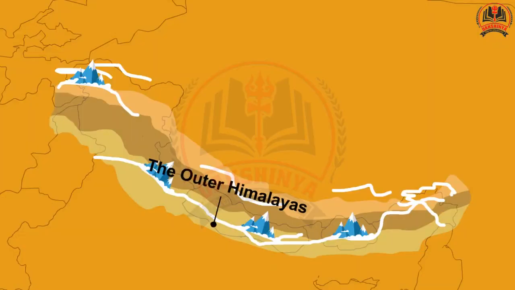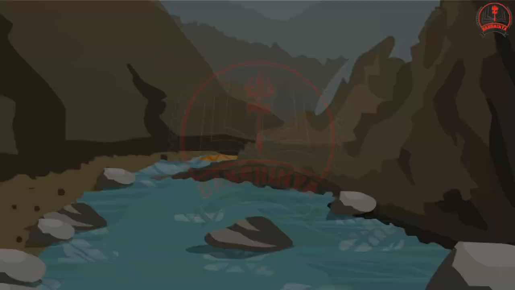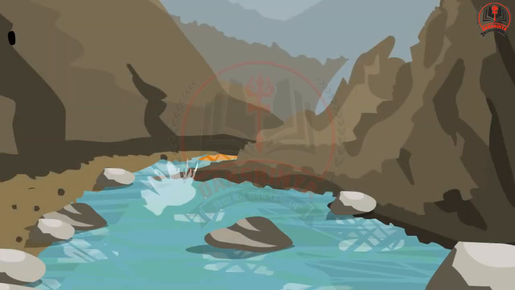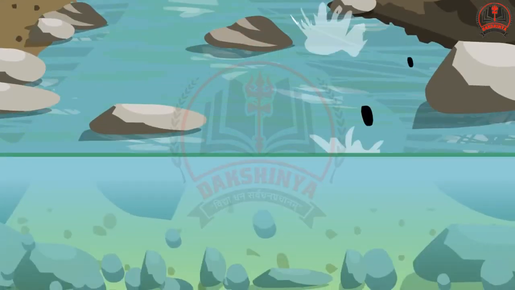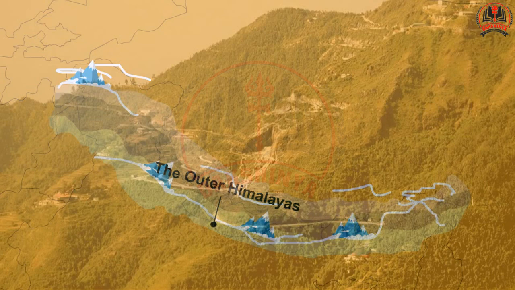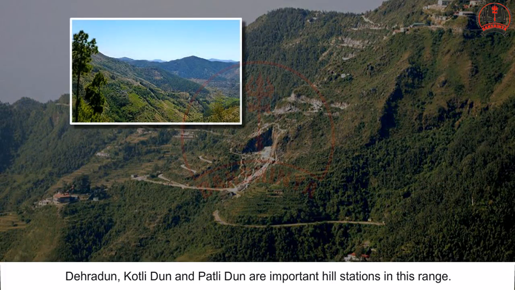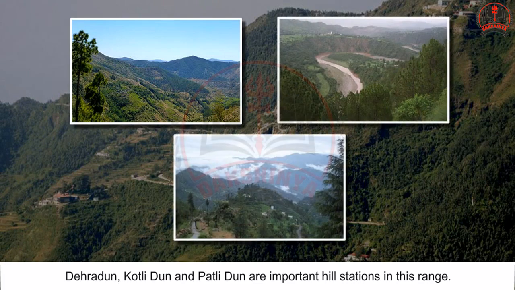The outer Himalayas or the Shivalik is the lowest range. The altitude varies from 900 meters to 1,100 meters and the width varies from 10 to 50 kilometers. It is made up of sediments deposited by the rivers of the northern Himalayas. The valleys lying between Himachal and the Shivalik range are called duns. Dehradun, Kotli Dun and Patli Dun are a few to name.